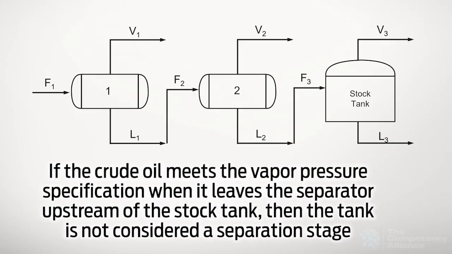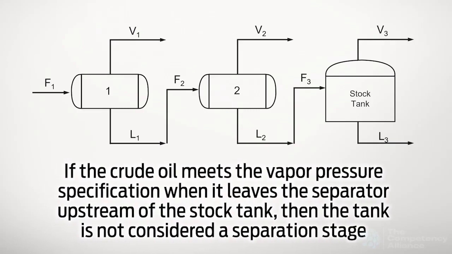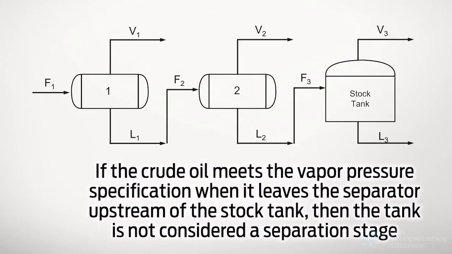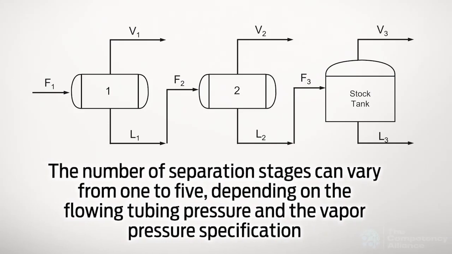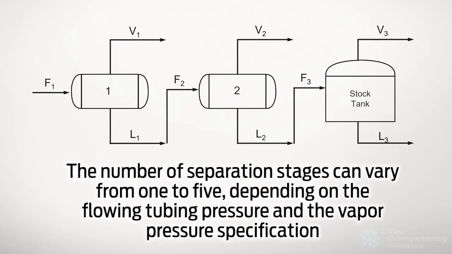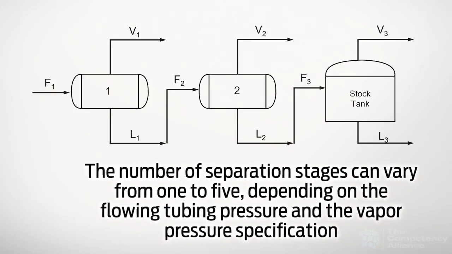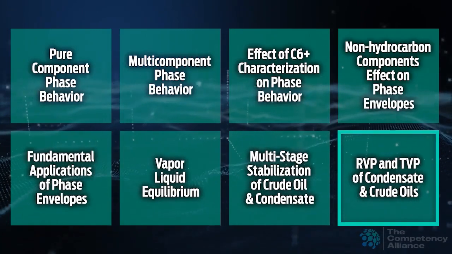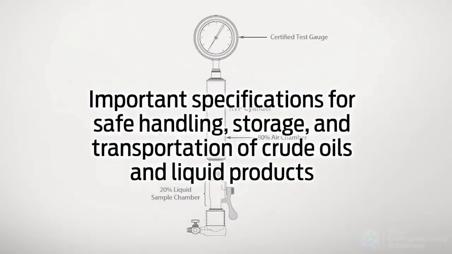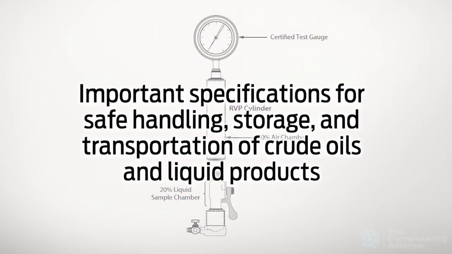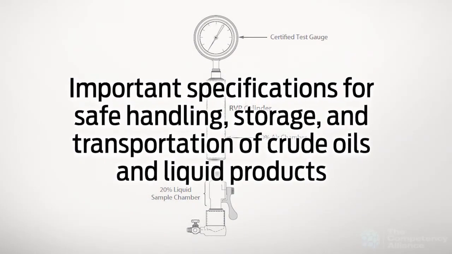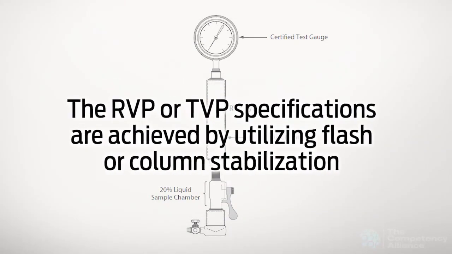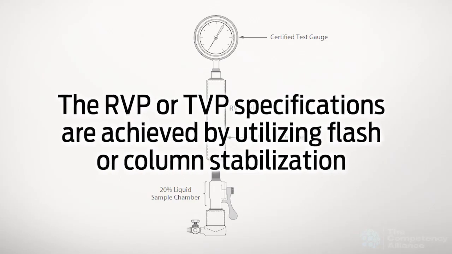If the crude oil meets the vapor pressure specification when it leaves the separator immediately upstream of the stock tank, then the tank is not considered a separation stage. The number of separation stages can vary from 1 to 5, depending on the flowing tubing pressure and the vapor pressure specification. The Reid vapor pressure RVP and/or true vapor pressure TVP are important specifications for safe handling, storage, and transportation of crude oils and liquid products. The RVP or TVP specifications are achieved by utilizing flash or column stabilization.